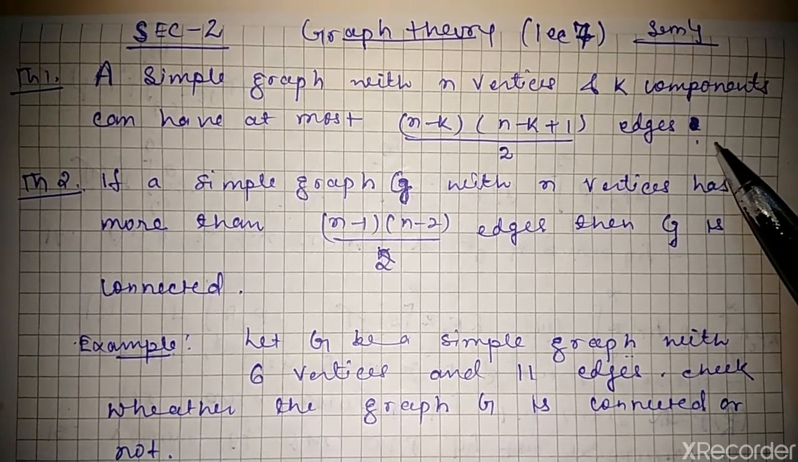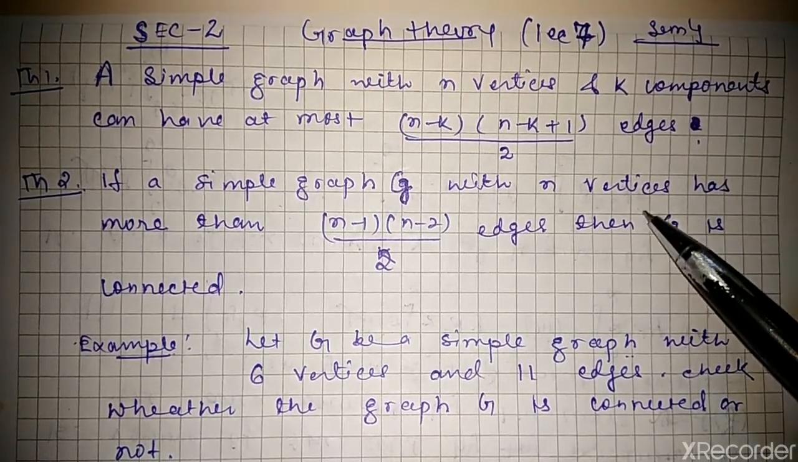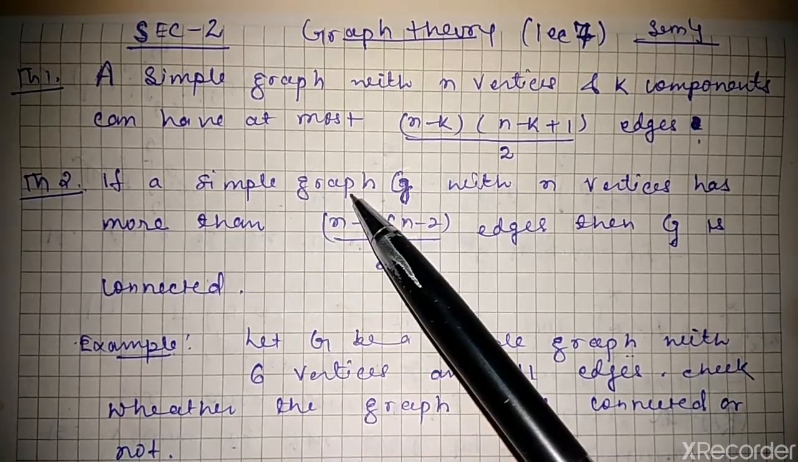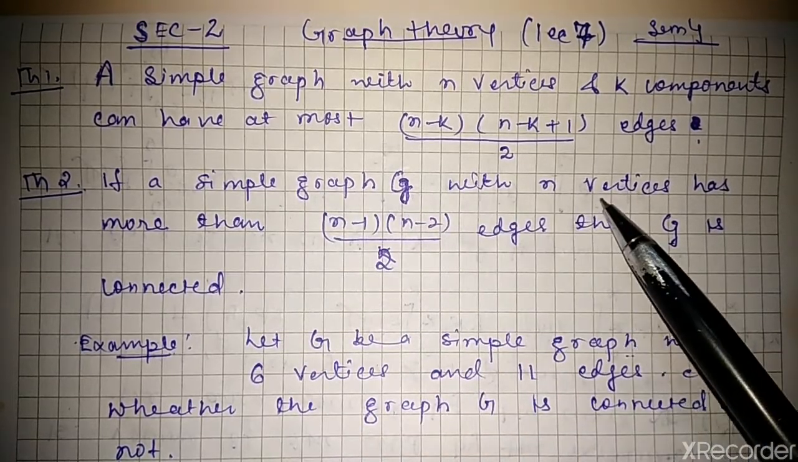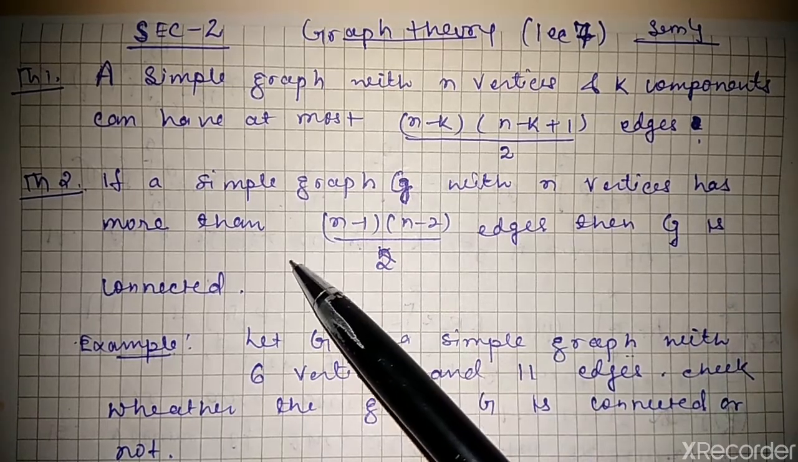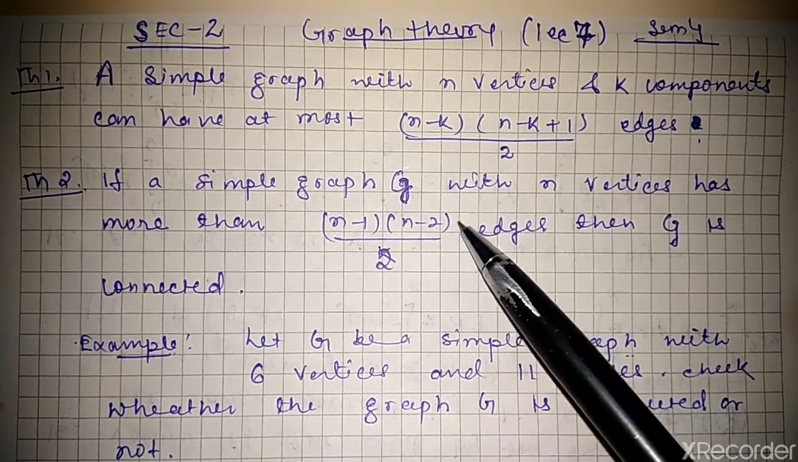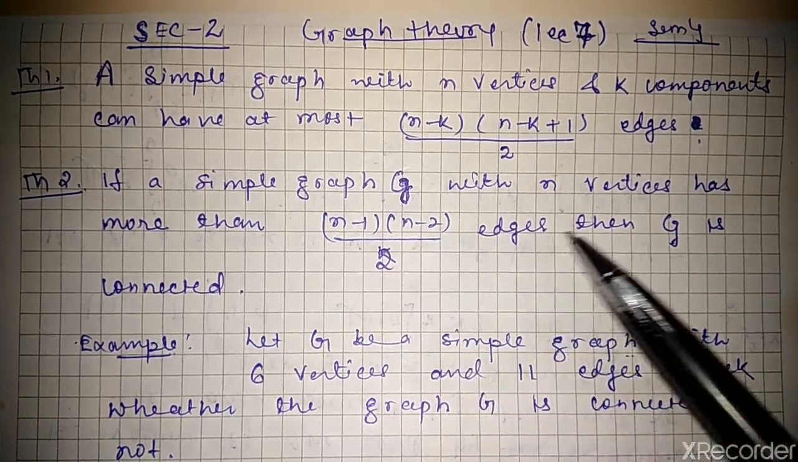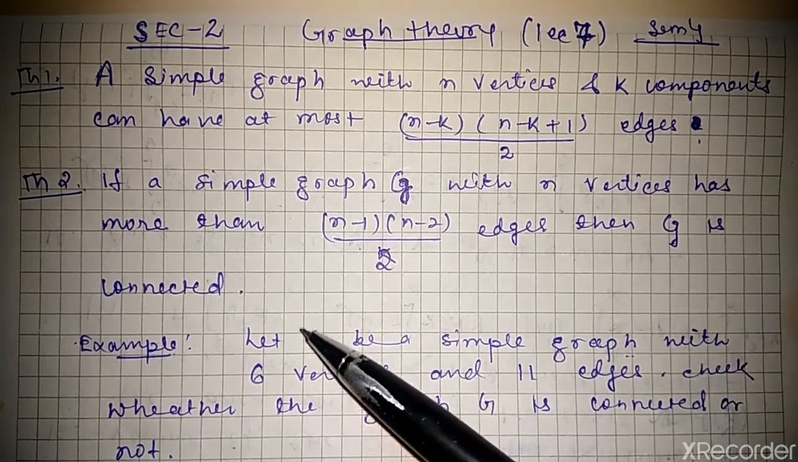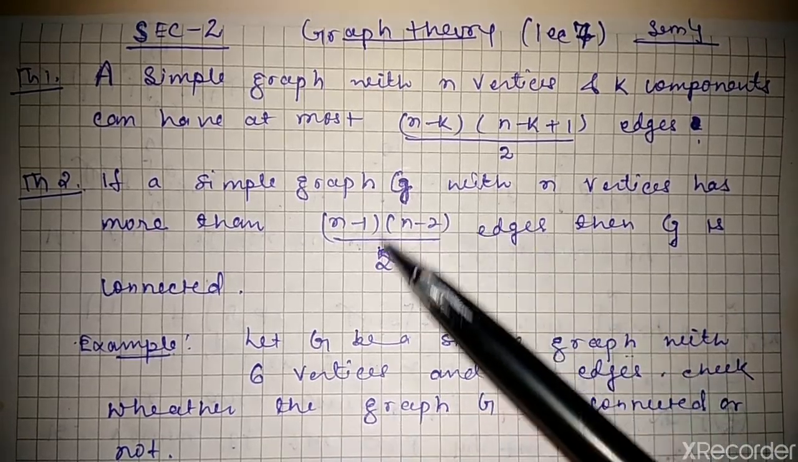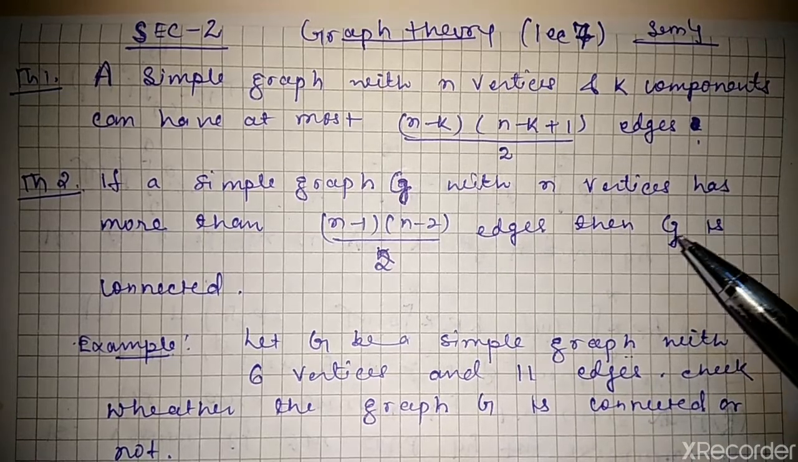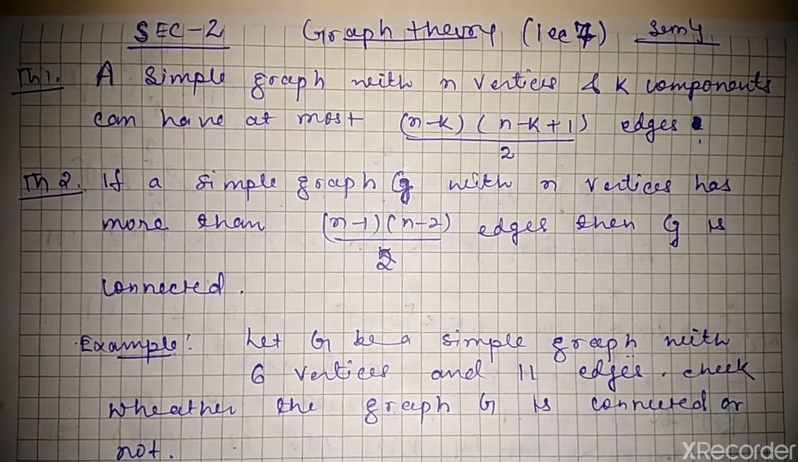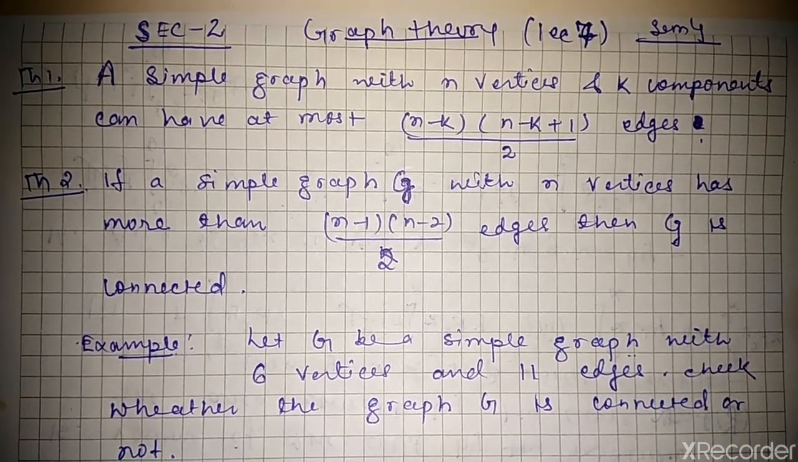Okay, so just see the second part of this theorem: if a simple graph G with n vertices has more than (n minus 1)(n minus 2) divided by 2 edges, then G is connected. Fine. So this is very important, because a 1 mark question can be asked with this formula. So let us see an example.